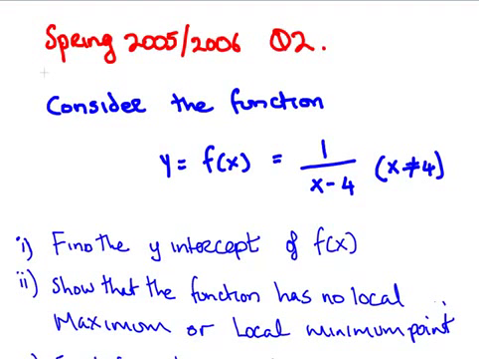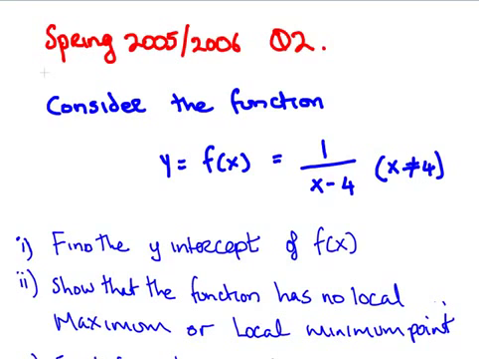Okay, this is the 2005-2006 question 2 from the spring. Consider the function y equals f of x equals 1 over x minus 4, where x is not equal to 4. Essentially, the value can't equal 4. So, find the y-intercept of f of x.